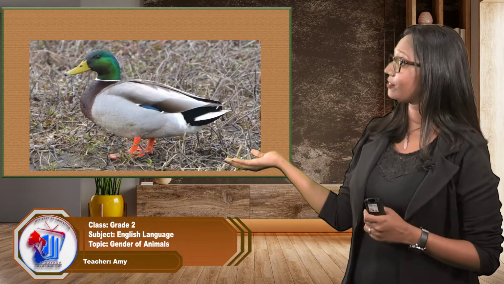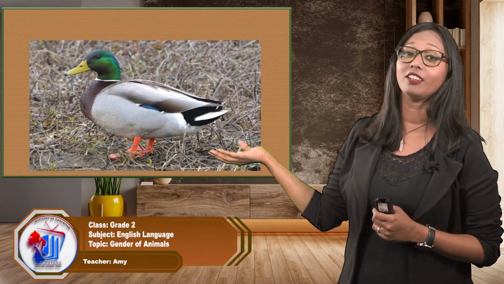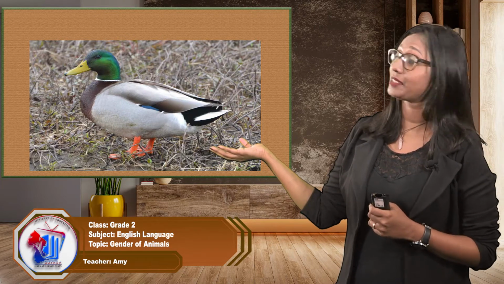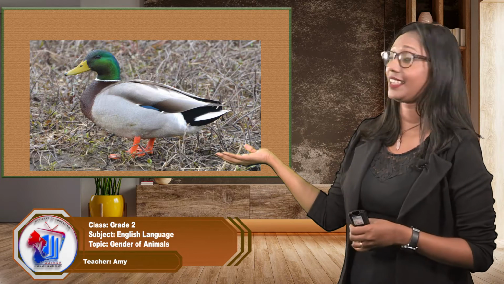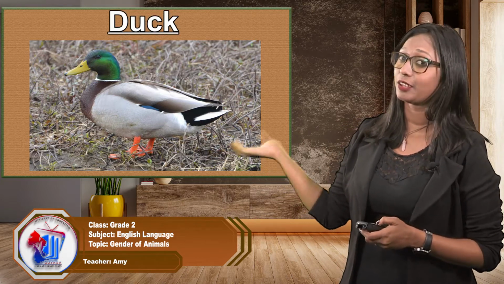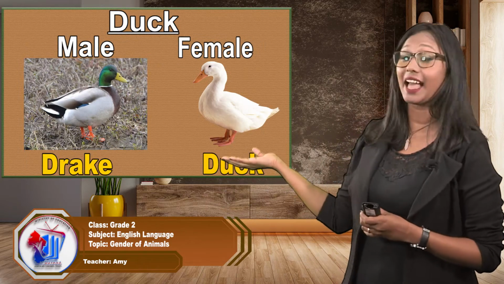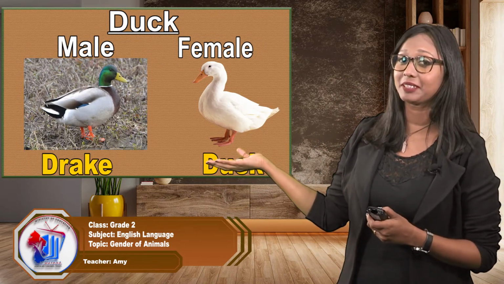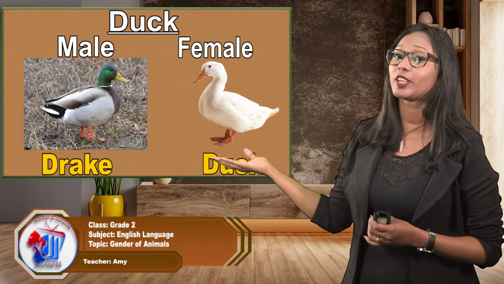Now here is a very popular animal. We see this animal all around us. Sometimes this animal is even in our yard. We say it's a duck. But did you know, boys and girls, that you have the male and female of this animal? So the male is called a drake.